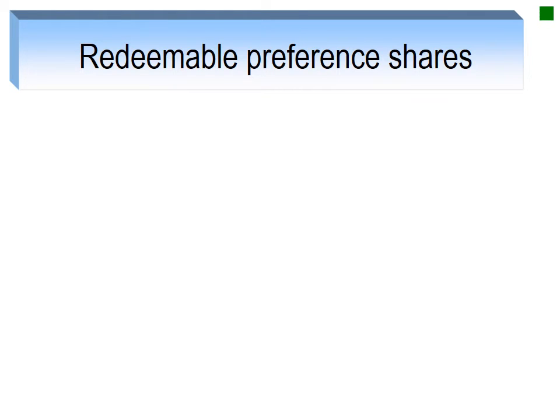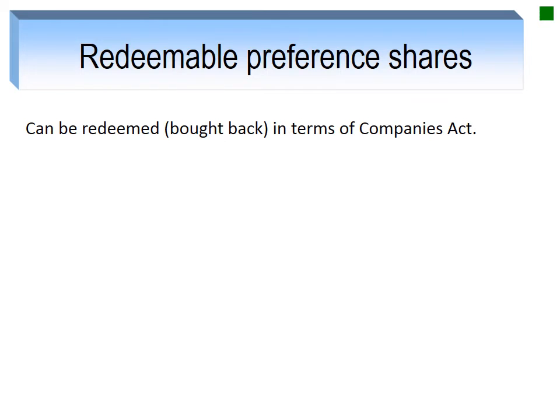So now let's talk a bit more about redeemable preference shares. In terms of the Companies Act, redeemable preference shares can be redeemed or bought back. Remember what happens with the redeemable preference share. It's a way for the company to raise money. They issue shares and investors then buy shares in the business, in the company. And if they buy redeemable preference shares, it's as if they're lending money to the company, because redeemable means that the company has to redeem the amount. In other words, they're going to buy back the shares and give the money back to the preference shareholders.